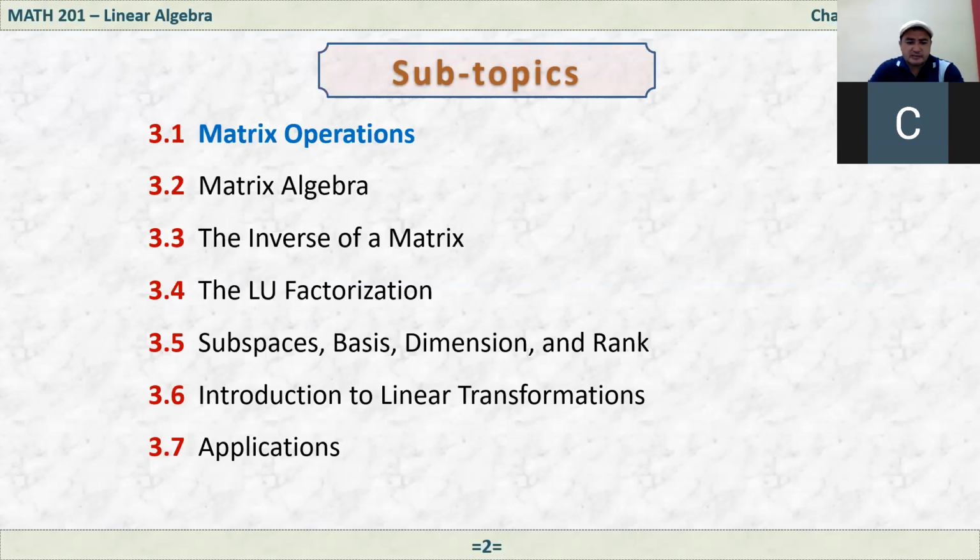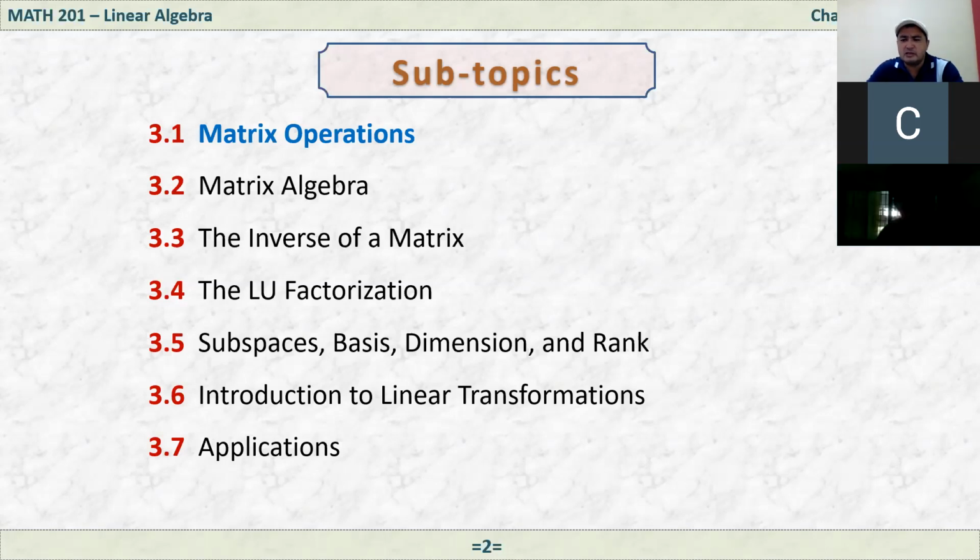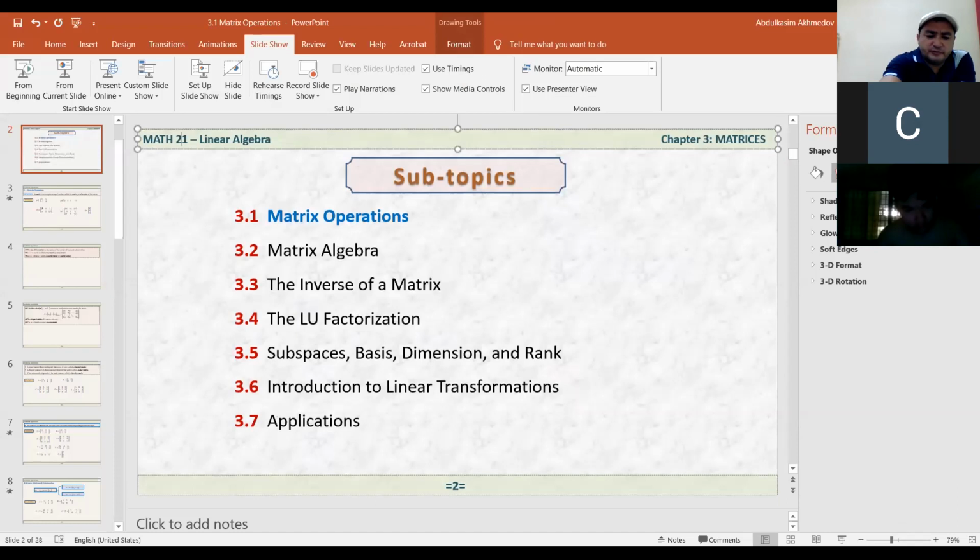What we have here is 7 subchapters: matrix operations, matrix algebra, the inverse of a matrix, the LU factorization, subspaces, basis, dimension, and rank, and introduction to linear transformations and applications. Each subchapter here is actually a big chapter. Anyway, guys, I will send your assignment soon for chapter 2.